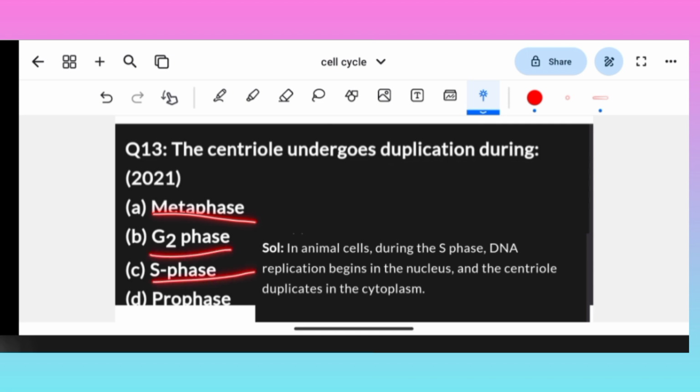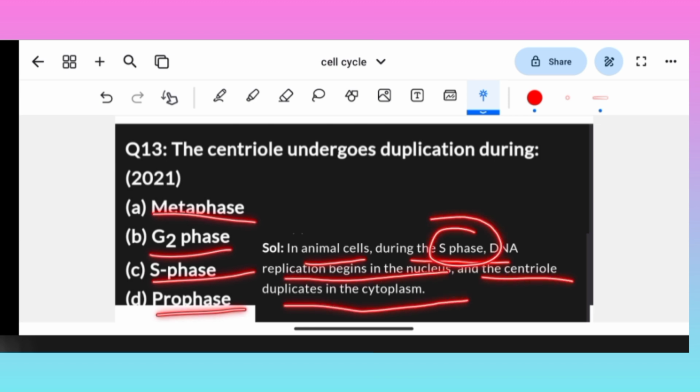The centriole undergoes duplication during metaphase, G2 phase, S phase, prophase. In animal cells, during the S phase, DNA replication begins in the nucleus and the centriole duplicates in the cytoplasm. S phase, option C.